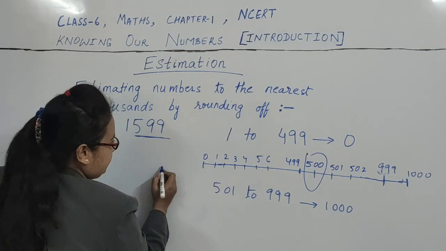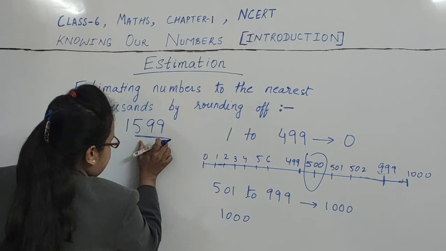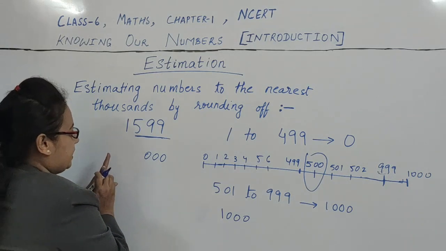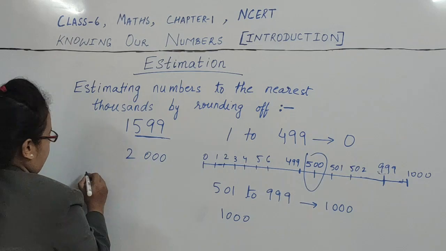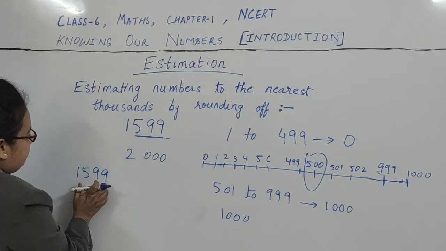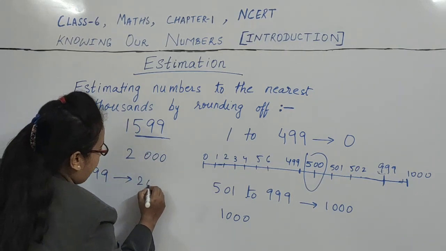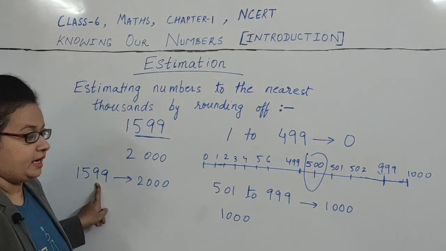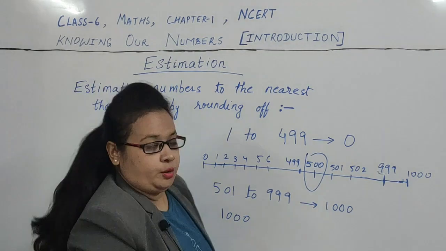So what we will do? 1000 means 1 and 3 zeros. So this is rounded off to 1000. So 3 zeros, 1, 2 and 3, and 1 we will carry. This 1 plus 1 will become 2. So 1599, when rounded off to the nearest thousand, is rounded off to 2000.